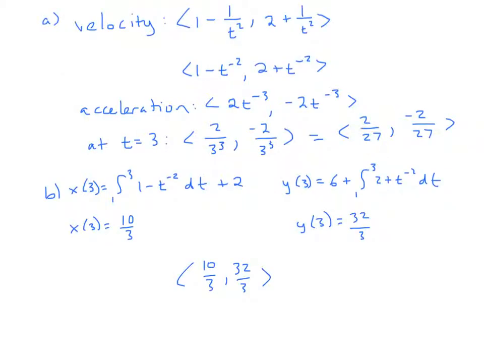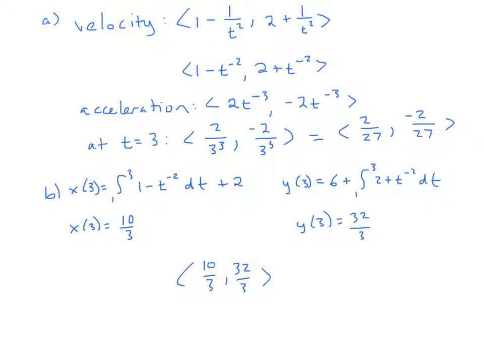So the velocity they already gave us, we just have to take the derivative of each part. So the derivative for the first part is 2t to the negative 3, and then for the y it is negative 2t to the negative 3. And then we just plug in 3, so we get 2 over 3 cubed and negative 2 over 3 cubed, or 2/27 and negative 2/27.